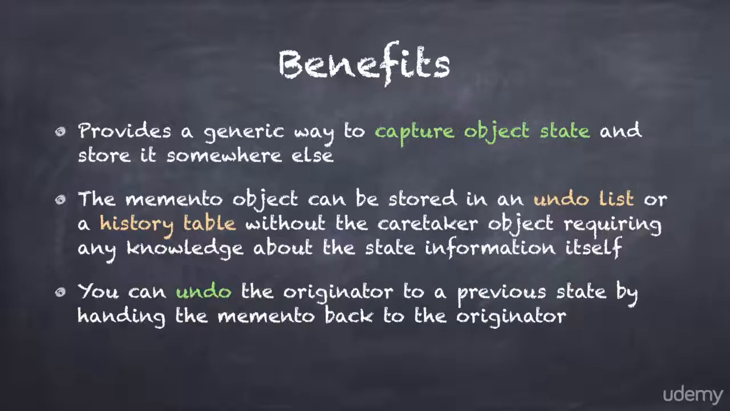You can undo the originator to a previous state by handing the memento back to the originator. The originator will then crack open the memento object, extract the internal state, and load it to implement the restore.